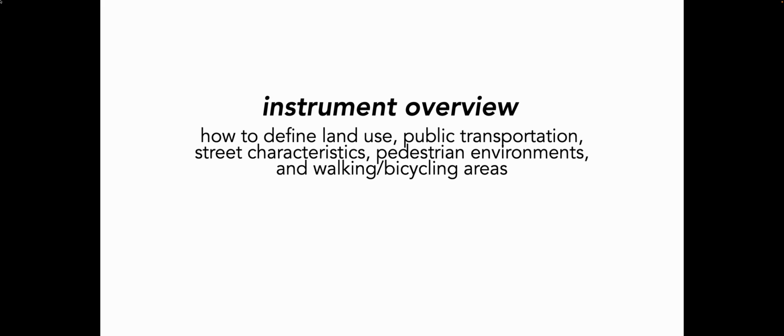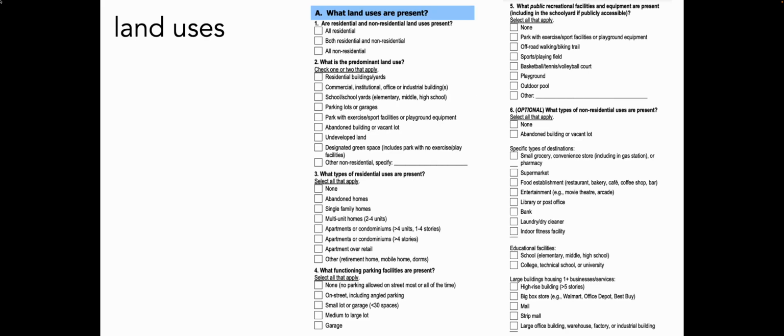Next, we'll go over each section of the ANC instrument together. As a checklist, the ANC is very easy to use. However, it covers a lot of potential assets for physical activity, so we'll take some time in this training to walk through each section and define what each means, with examples.